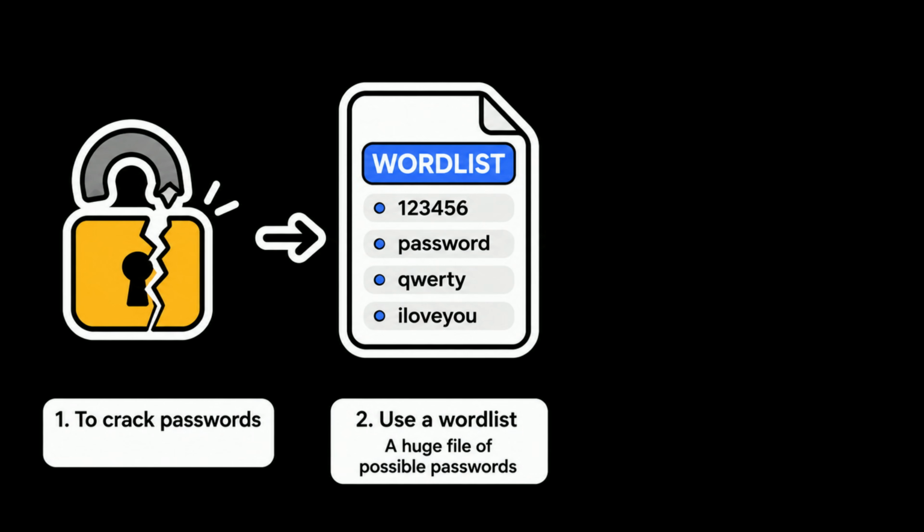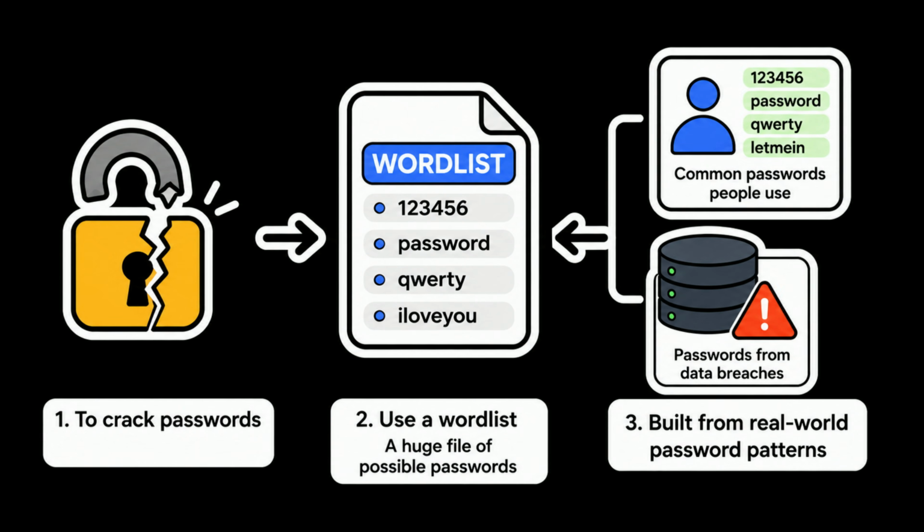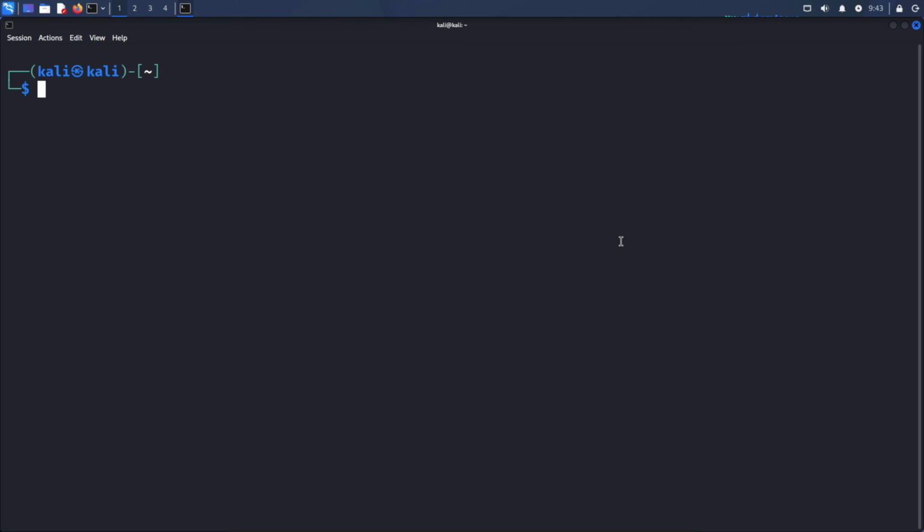Now, to crack passwords, we need something called word lists. These are basically huge files containing passwords that people commonly use, or passwords that have been collected from major data breaches over the years. The good news is, Kali Linux already ships with some incredible word lists built right in. Let's see where they live.